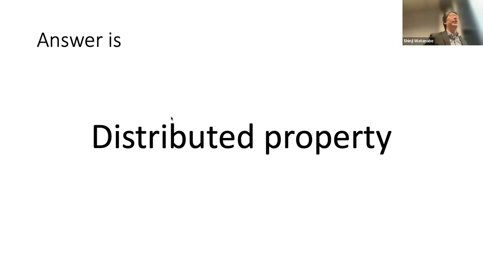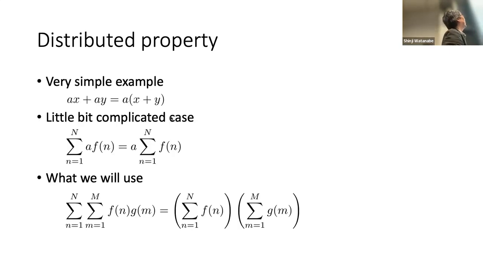And the distributive property is very simple, and I believe everyone knows it, right? Here is one example. We can compute AX plus AY, but this can be factorized with A, and then we can reduce the computational cost. This is a super simple example, but a little more complicated is A times F_n and the summation over n. One way is directly computing it, but since A does not depend on n, we can factorize it and only compute this. We don't have to compute A times F_n every time, so the number of multiplications is largely reduced.